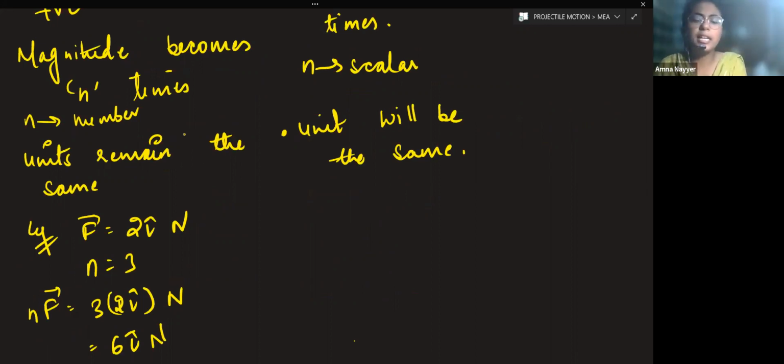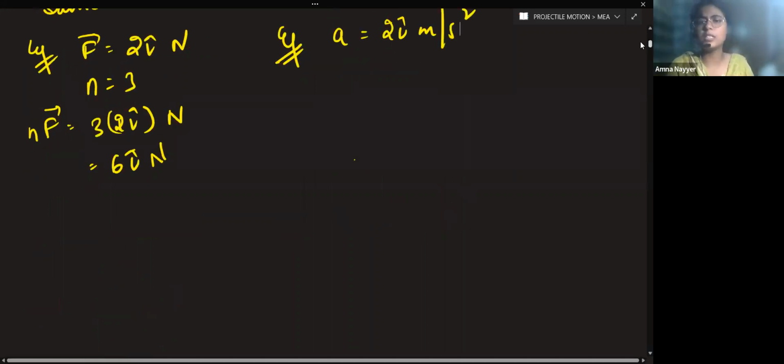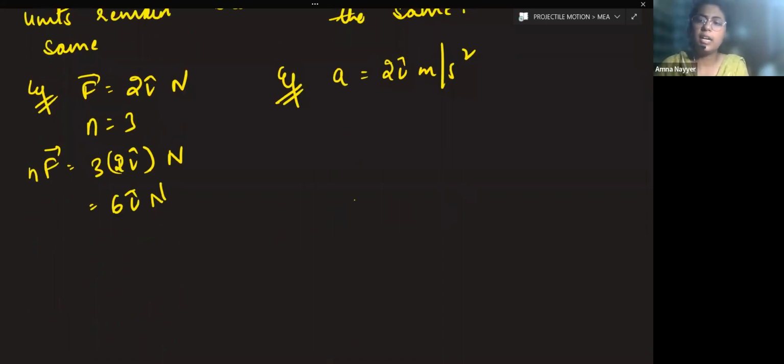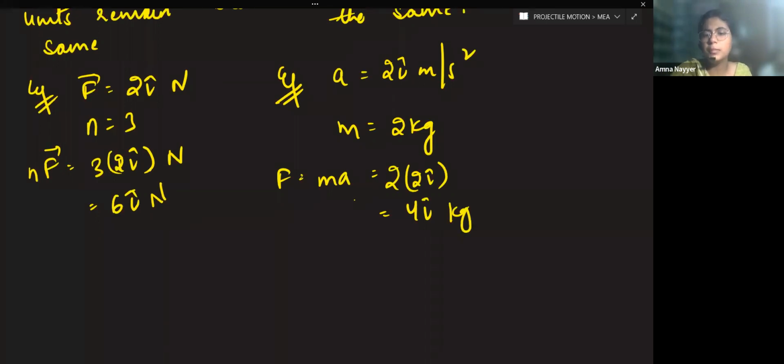For example, if I tell you acceleration is, let's say, 2 i cap meter per second square, and I tell you the mass of an object is, let's say, 2 kgs. If I say mass is 2 kgs, acceleration is given, tell me the force. Force is m into a. How did we get this? Revision of this will be dealt with in laws of motion. So F is equal to ma, mass multiplied by acceleration. This gives you 4 i cap, and the unit will be kg meter per second square, which we write as Newton.